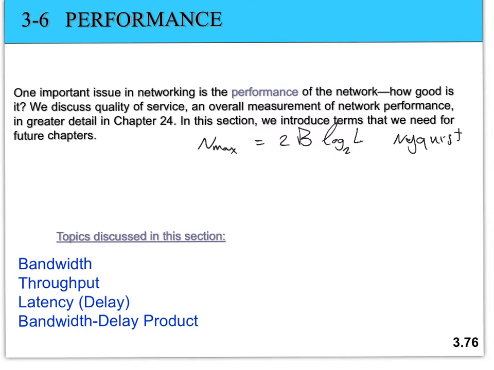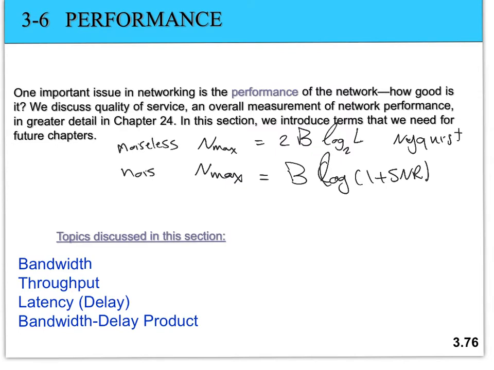Then we discussed the same theoretical limit for the case of noisy channel using the Shannon equation, which is B multiplied by log of 1 plus SNR. Okay, so these are the two equations for noiseless channel and for noisy channel.